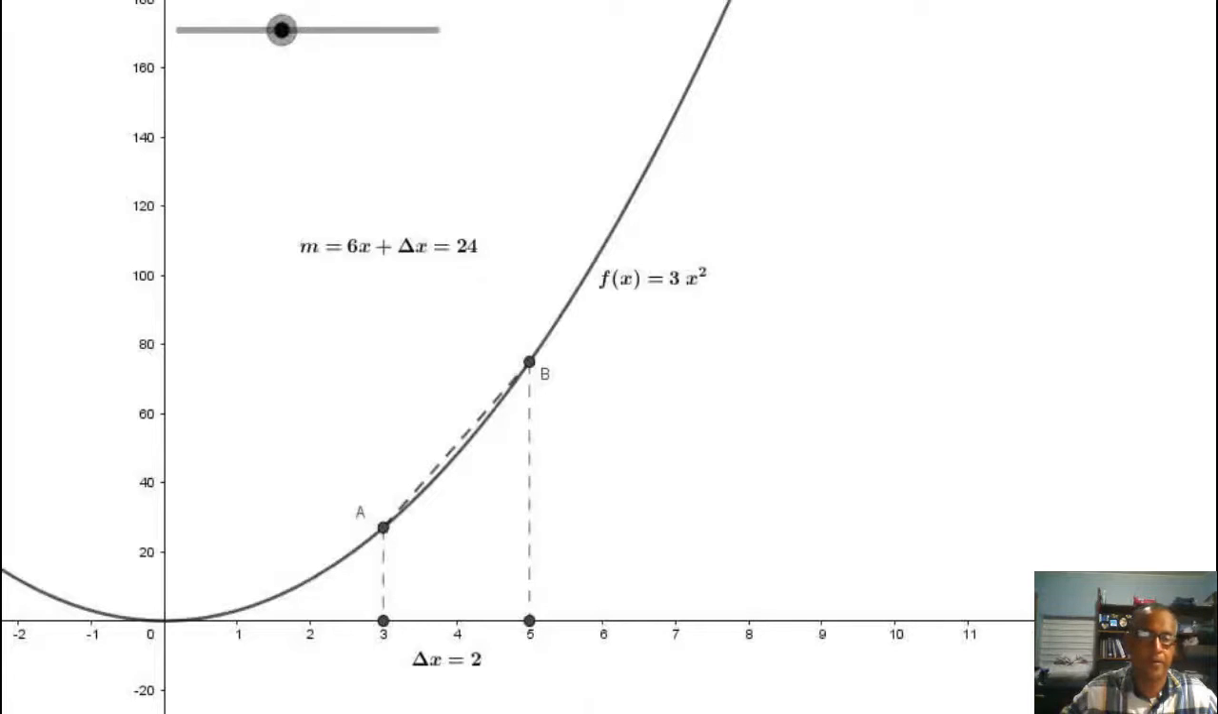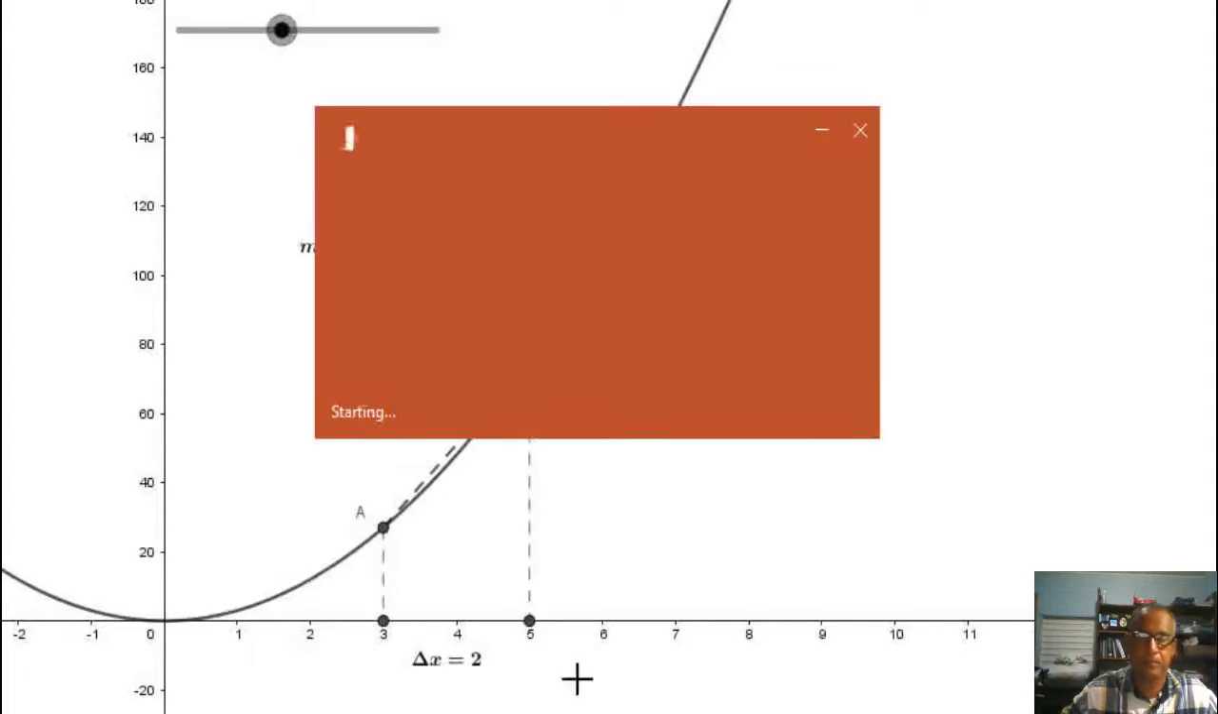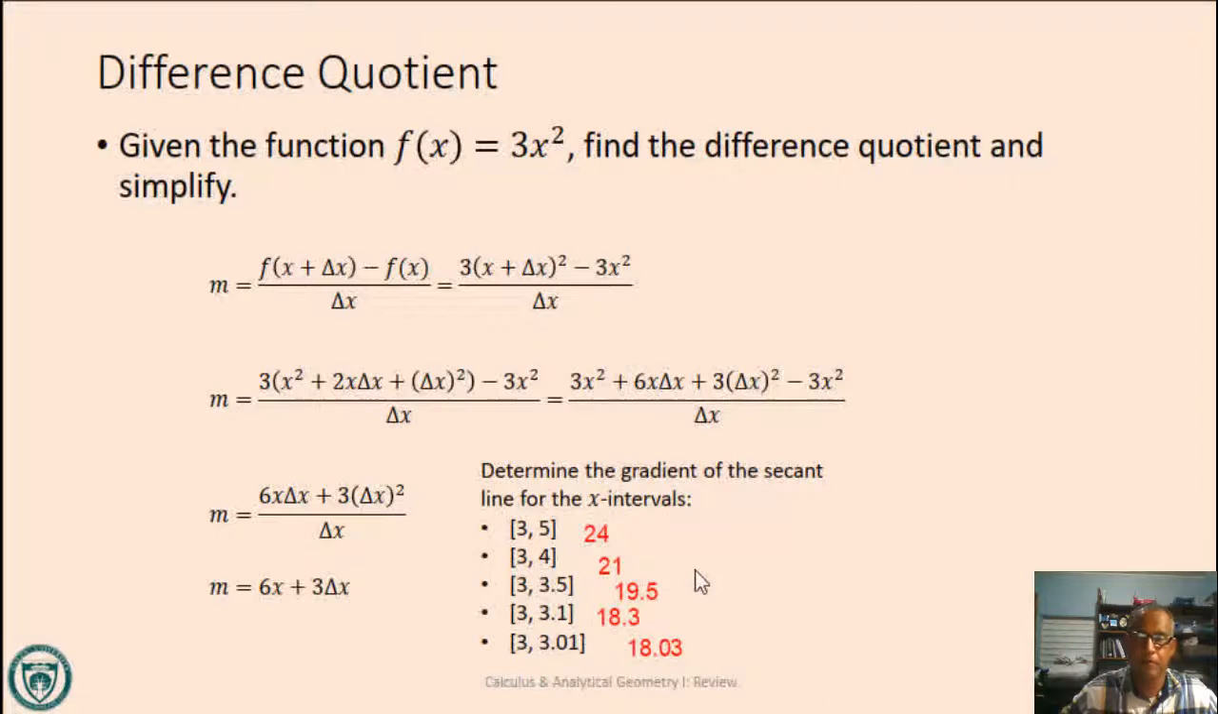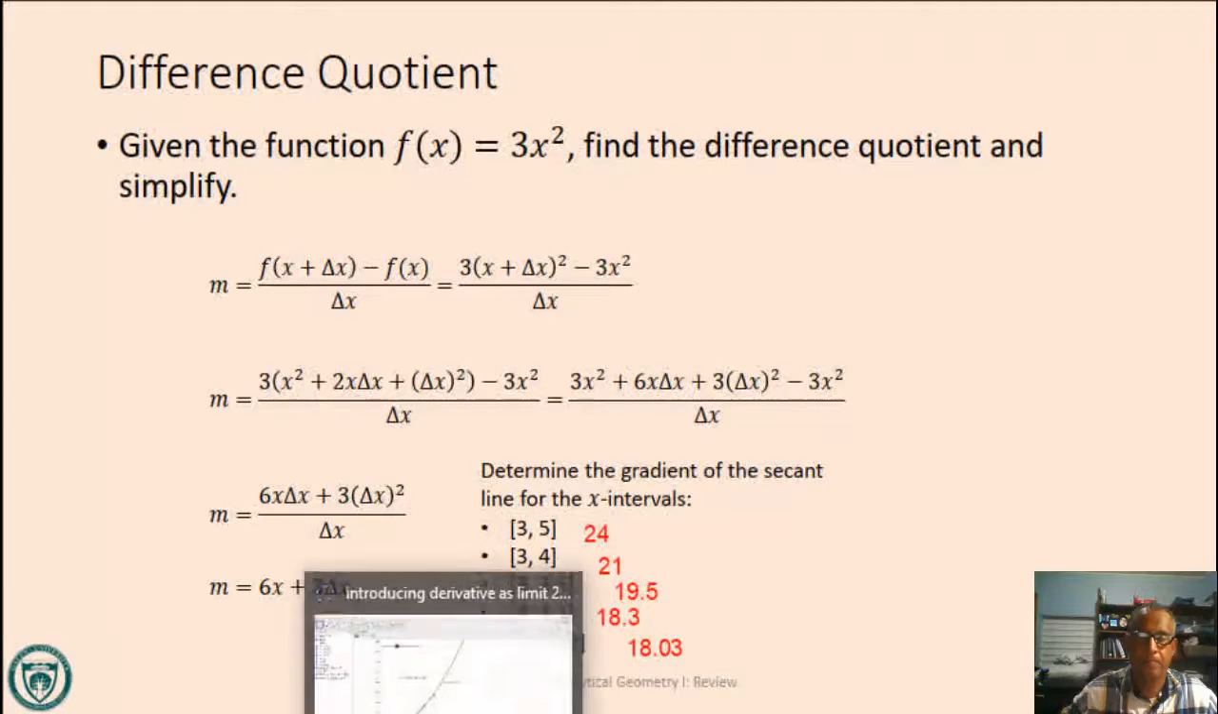So if you remember here, big mistake. If you remember here, when it was between 3 and 5, we have what, 24. So basically what I did is just use this equation here to do the calculations.